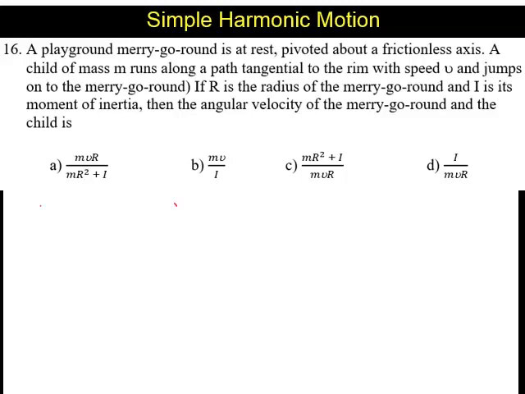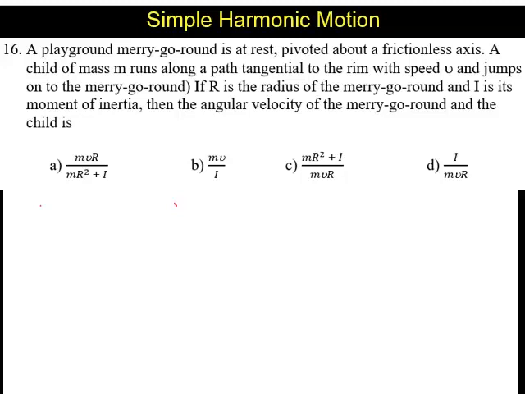Question number 16. A playground merry-go-round is at rest, pivoted about a frictionless axis. A child of mass m runs along a path tangential to the rim with a speed v and jumps on the merry-go-round. If r is the radius of the merry-go-round and I is the moment of inertia, then the angular velocity of the merry-go-round and the child is.